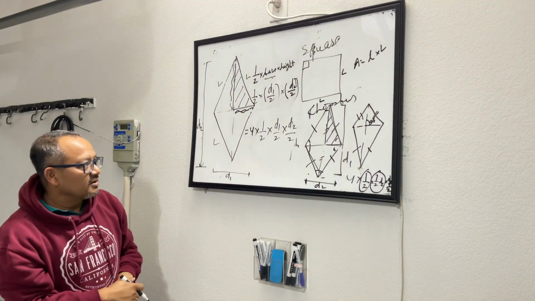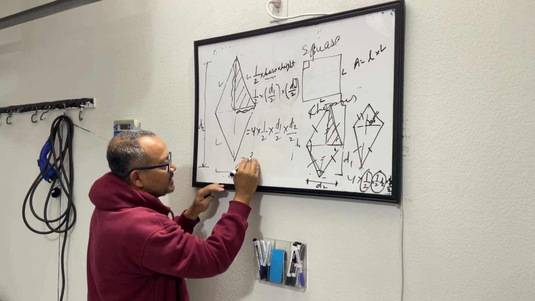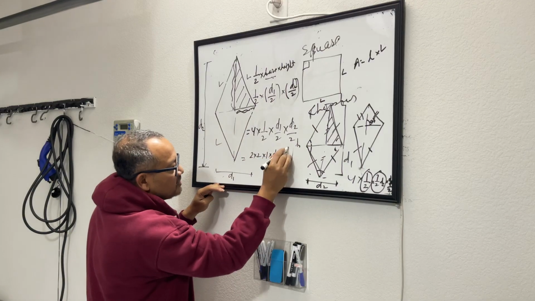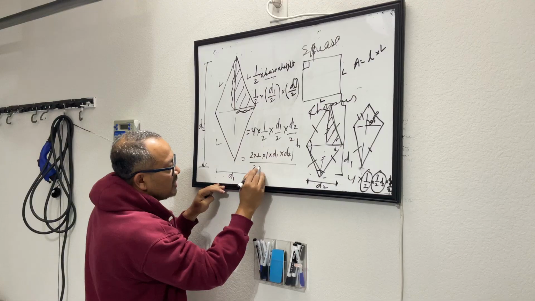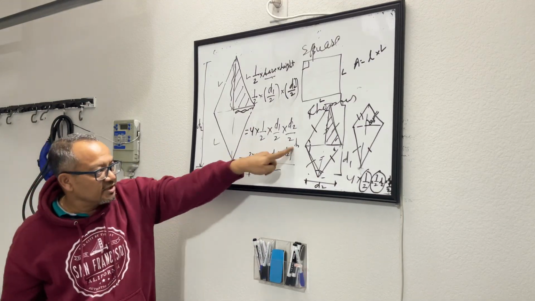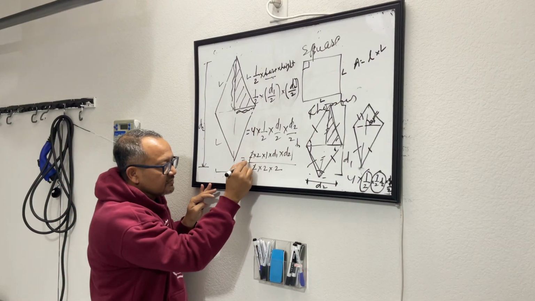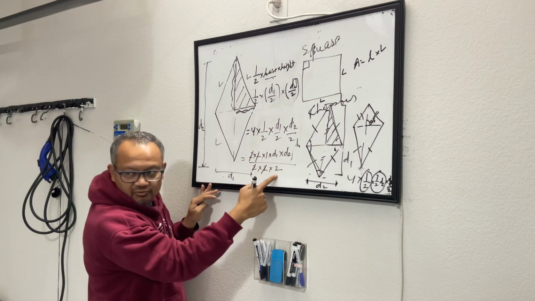Now play with it. 4 I can write as 2 into 2 into 1 into d1 into d2. This is what I have on the numerator. And in the denominator I have 2 into 2 into 2. 1, 2, 3 2s. Time for the tic-tac-toe. This one gone, this one gone. What do I have? d1 into d2 by 2.